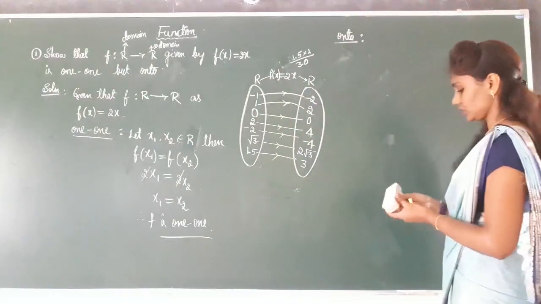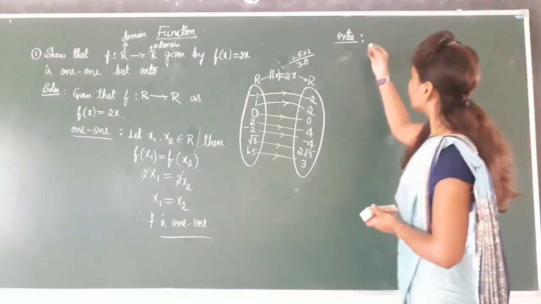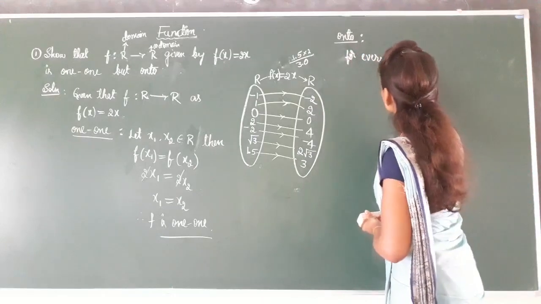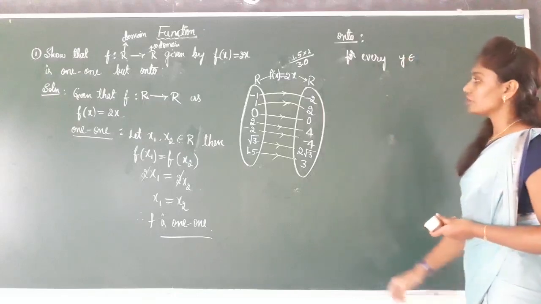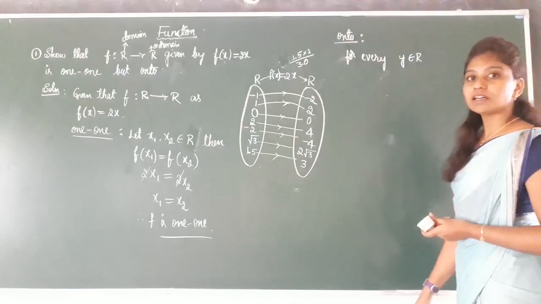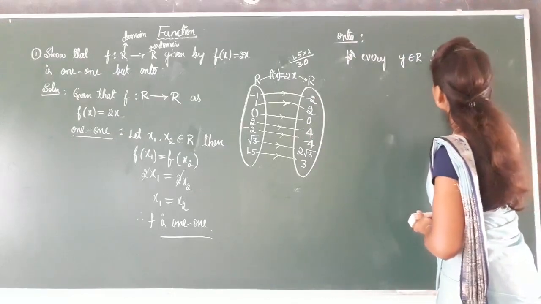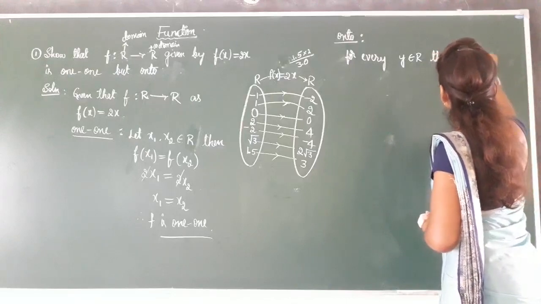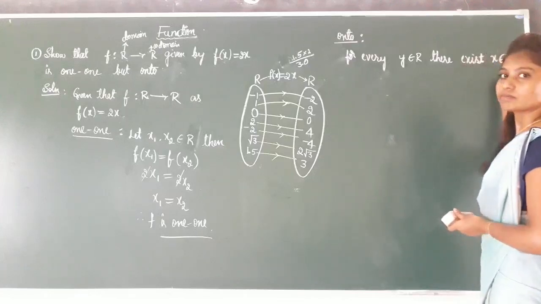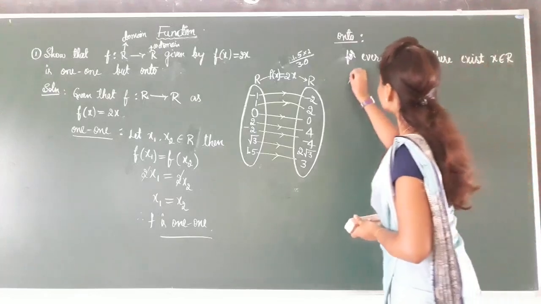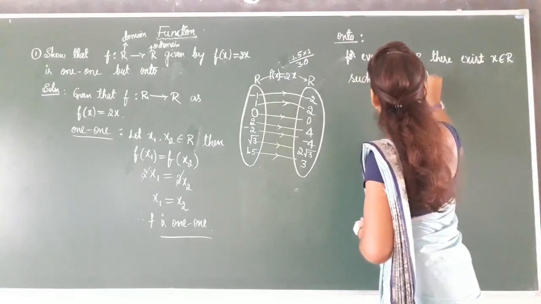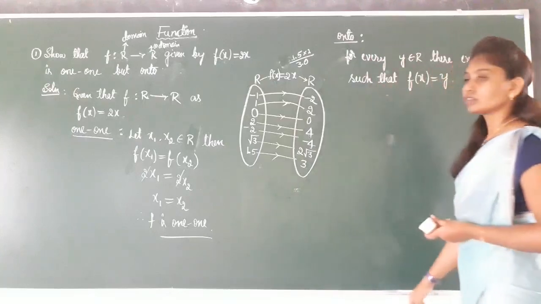For onto function, for every y belongs to codomain set, that is R. For every y belongs to R, there exists x belongs to domain R, such that f of x is equal to y.